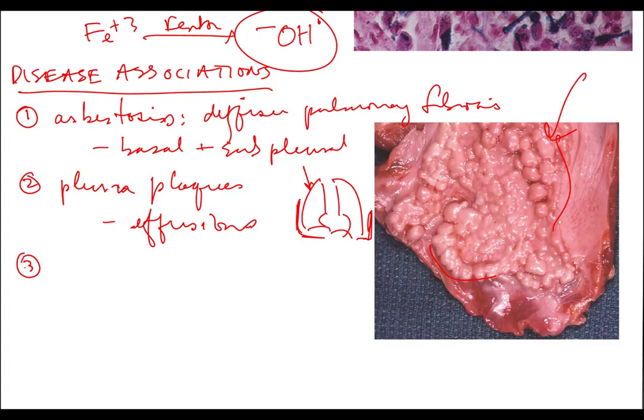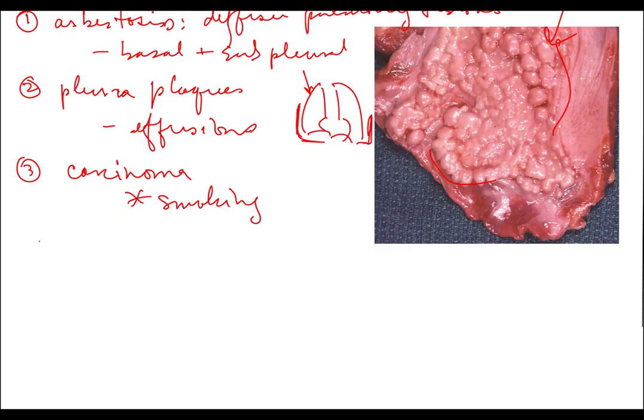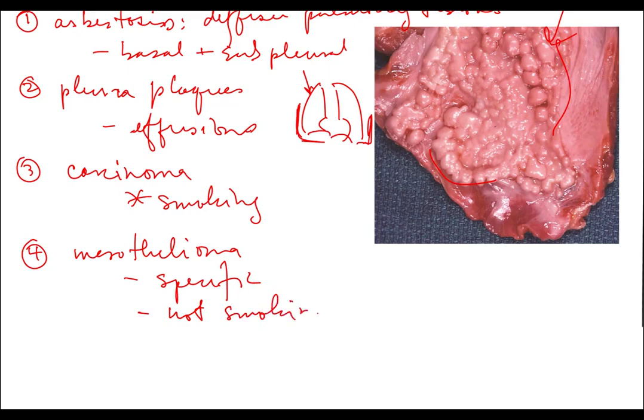The third disease association is going to be with carcinoma. And this is just the regular type of carcinoma. It's highly associated with cigarette smoking. So yes, there is a small bump in non-smokers, but it's smokers that really have the problem because, of course, these fibers absorb, and they absorb the carcinogens from the cigarette smoke. And then the last of our associations is going to be our mesothelioma, which is a highly aggressive malignancy of the mesothelial layer, and this is the most specific association, and it is not smoking related, and it tends to be highly malignant.